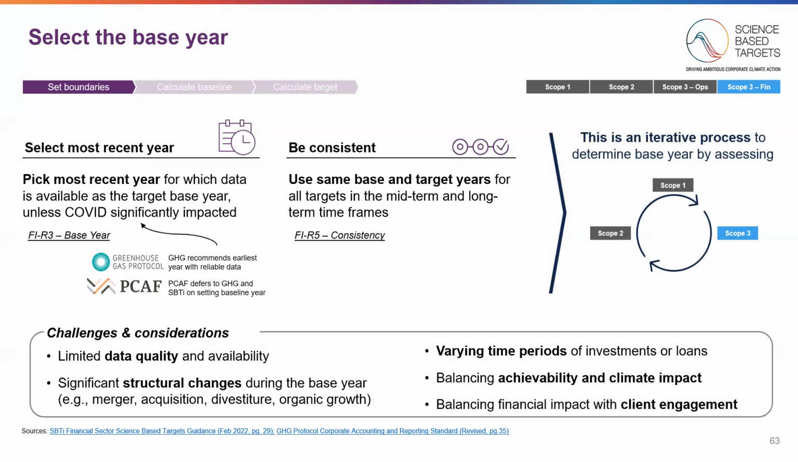As you select a base year, there are some challenges and considerations to keep in mind. As you are starting out, you may have limited data, quality, and availability. Significant structural changes like mergers or acquisitions can make it challenging to pick a base year. Varying time periods for loans or investments can affect how you account for emissions, leading some companies to choose an average over many years rather than a single year. Balancing achievability and climate impact, as well as financial impact and client engagement, is another consideration. These are common challenges and will require trade-offs, but can be addressed.